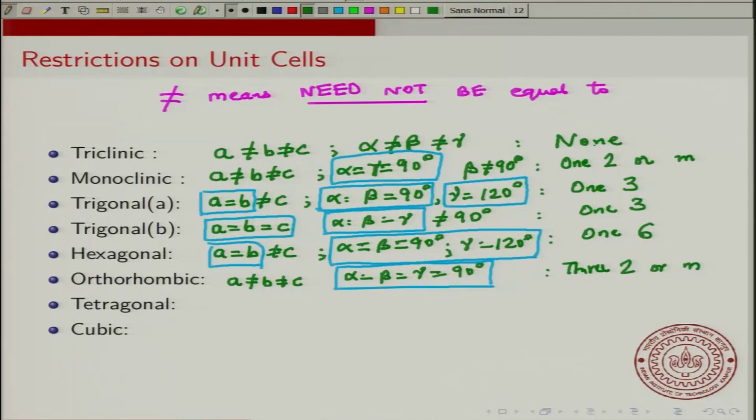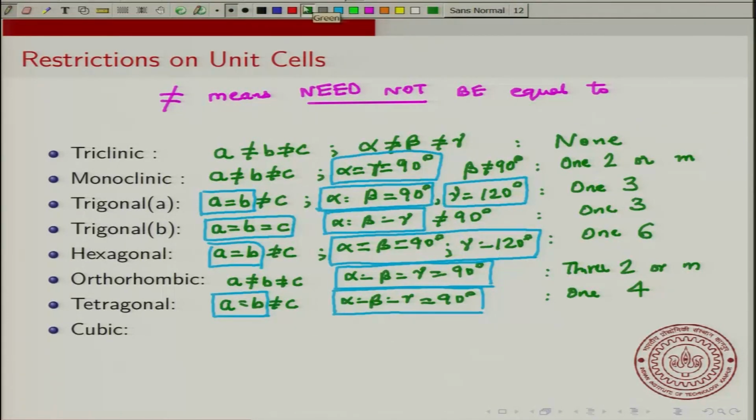And then what about a tetragonal system? For the tetragonal system, we said that A is equal to B and need not be equal to C, and alpha equal to beta equal to gamma equal to 90 degrees. Again, the essential requirement of tetragonal is that all the 3 angles should be 90 degrees. Now in this case you will have a 4-fold axis. So you will have one 4-fold axis.